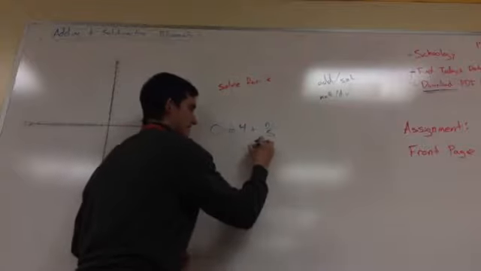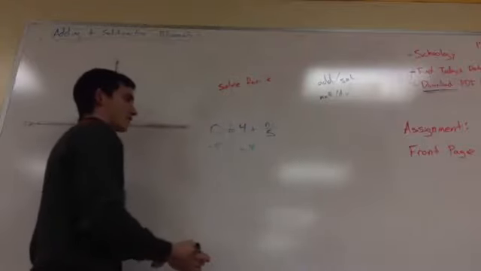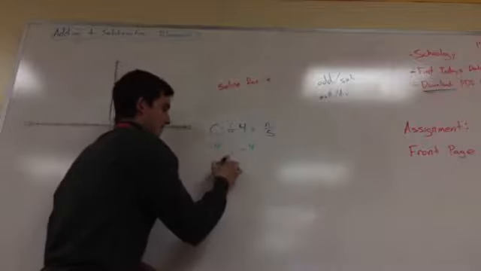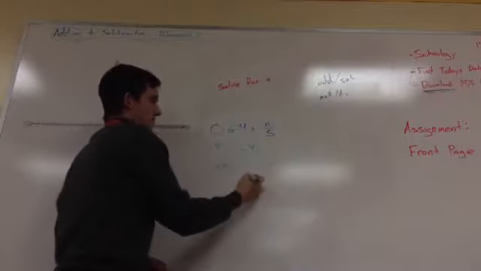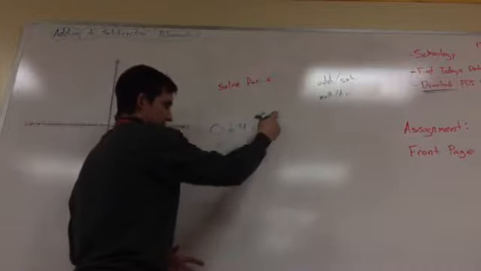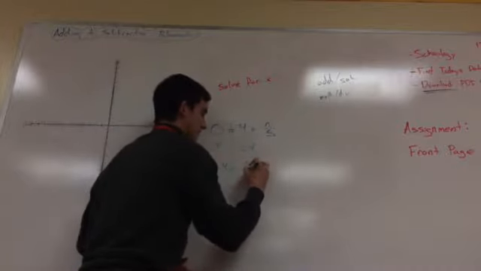Remember, that line is to keep your work organized. So subtract 4 from both sides. So I have negative 4. 0 minus 4 is negative 4. 4 minus 4 is 0, so those cancel. Plus n divided by 5. So I have n divided by 5 left over.